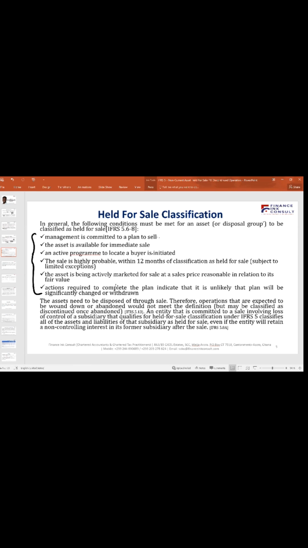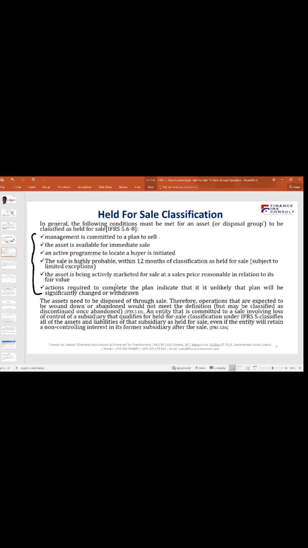Then this is the most important one. It is so dear to my heart. The asset is being actively marketed for sale at a price reasonable in relation to the fair value of the asset. So let me give you the whole trick. We said assets that are classified under IFRS 5 are not depreciated. You know, anytime you depreciate your assets, the value of the asset goes down.